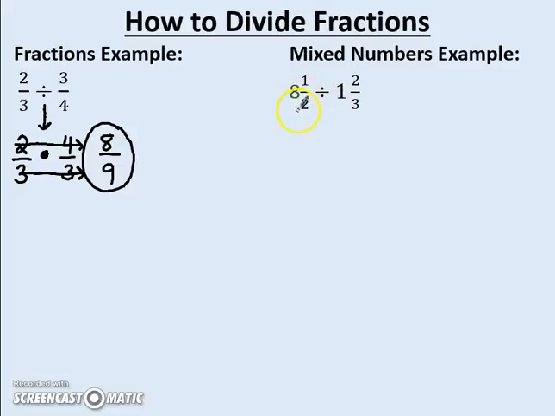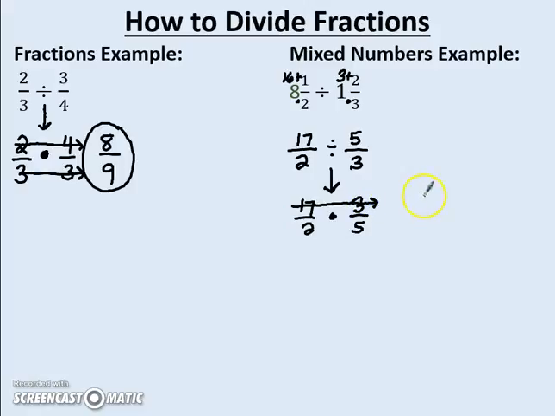For this example, we first have to convert to improper fractions. So 2 pieces times 8 wholes makes 16 pieces, plus 1 more makes 17 pieces where 2 makes a whole. Divided by 3 pieces that make a whole times 1 whole makes 3 pieces, plus 2 extra is 5 pieces where 3 makes a whole. Change the division to multiplication and the second fraction to its reciprocal, which makes it 3/5.